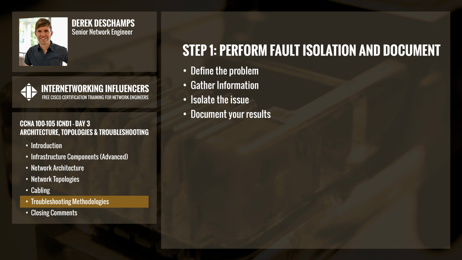The first step in the troubleshooting process is to perform fault isolation and document the results. This is achieved by first defining what the problem is, and then gathering any further information you may require before attempting to isolate the issue. Once you've isolated the issue, it is recommended that you document the root cause. This is usually achieved by providing an update in your company's issue tracking software.